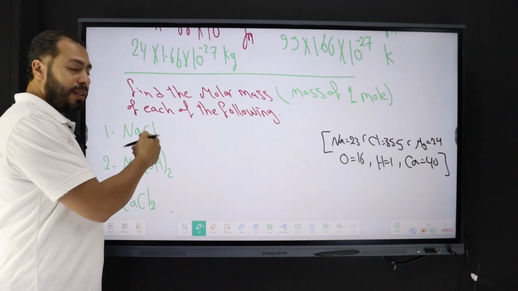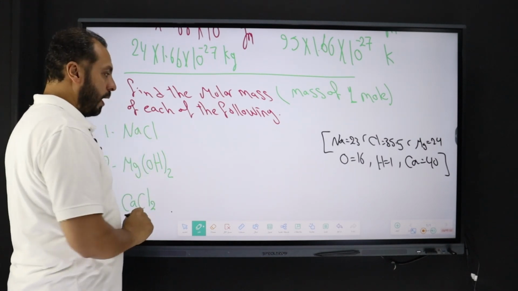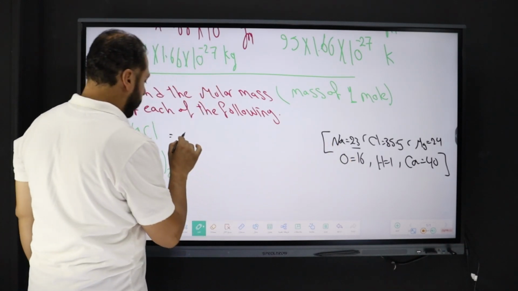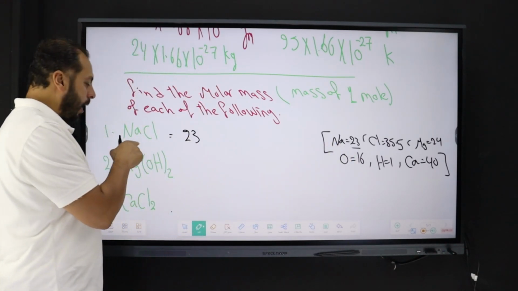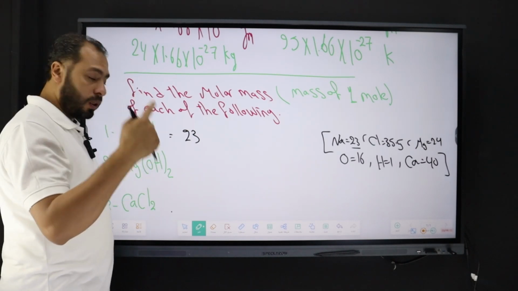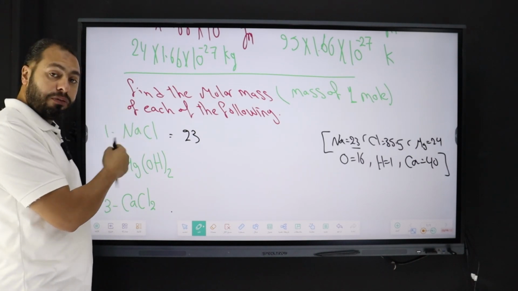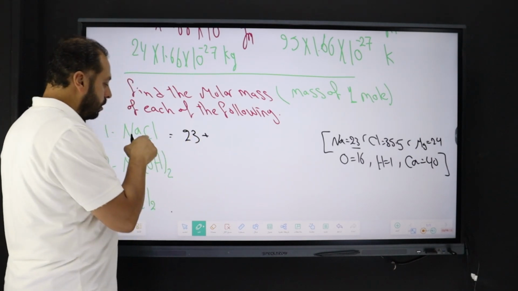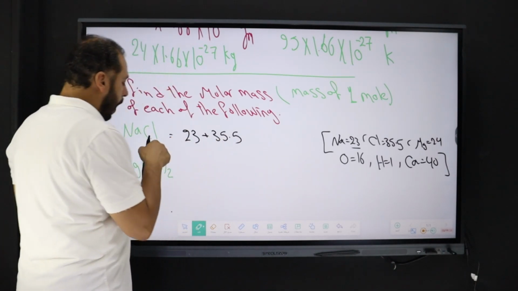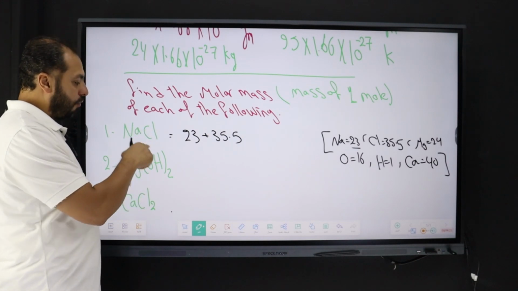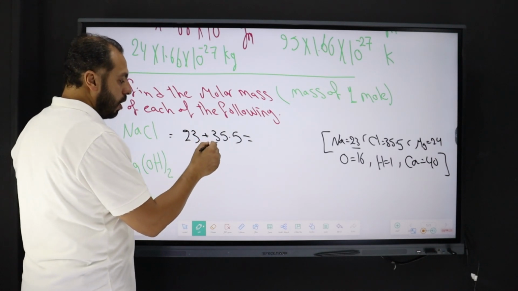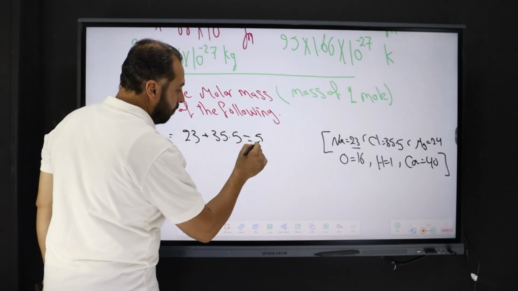So, what is the mass of 1 mole of sodium chloride? Equal Na, what is the mass of Na? Equal 23. But how many ions here? Only one. If we don't have any numbers, it means 1. So we have only one ion of sodium, plus chloride ion equal 35.5. How many ions of chloride? We don't have any number, so we have only one. So 23 plus 35.5 equals 58.5.